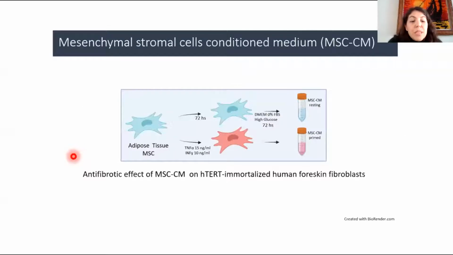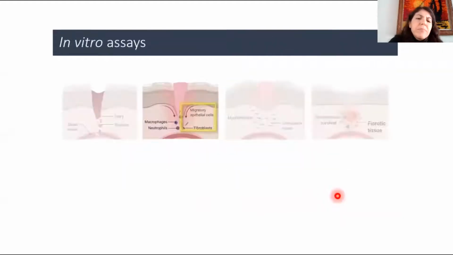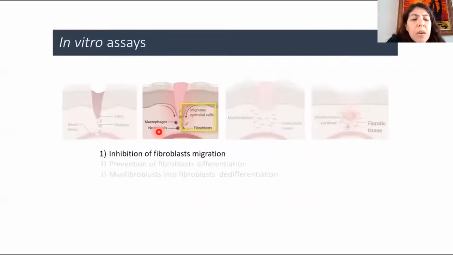In order to do this, we isolate MSCs from adipose tissue. We culture them under resting and inflammatory conditions and collect the conditioned media, which was tested on immortalized human foreskin fibroblasts. So the first in vitro assay, we call it inhibition of fibroblast migration.